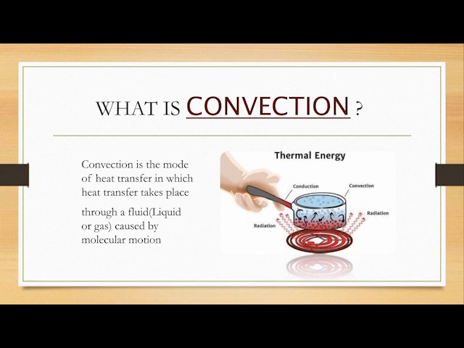So what basically is convection? Convection is the mode of heat transfer in which the heat transfer takes place through a fluid caused by molecular motion. As you can see in this image, all the three forms of heat transfer could be observed: conduction, convection, and radiation. So our main focus is on convection.